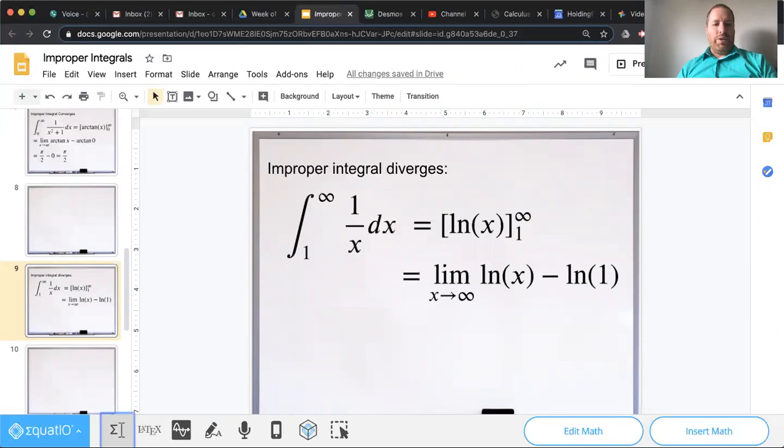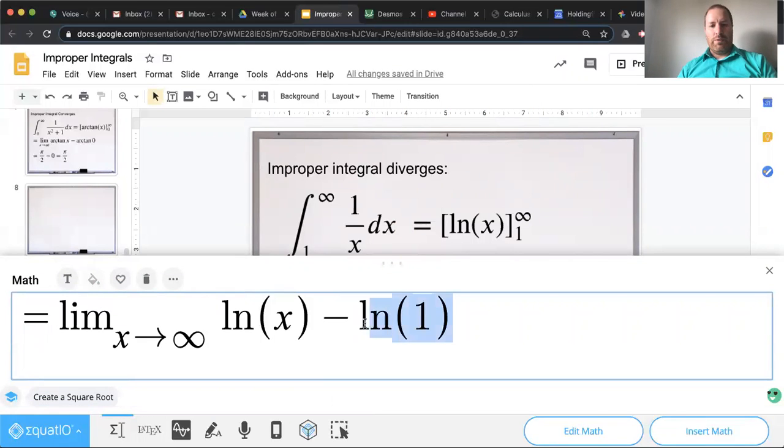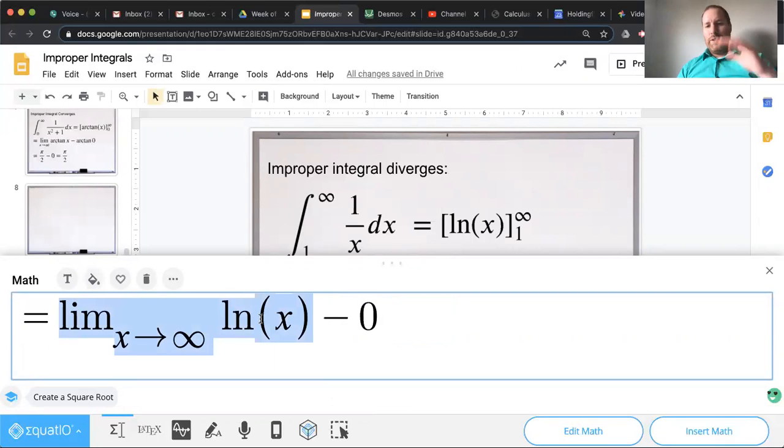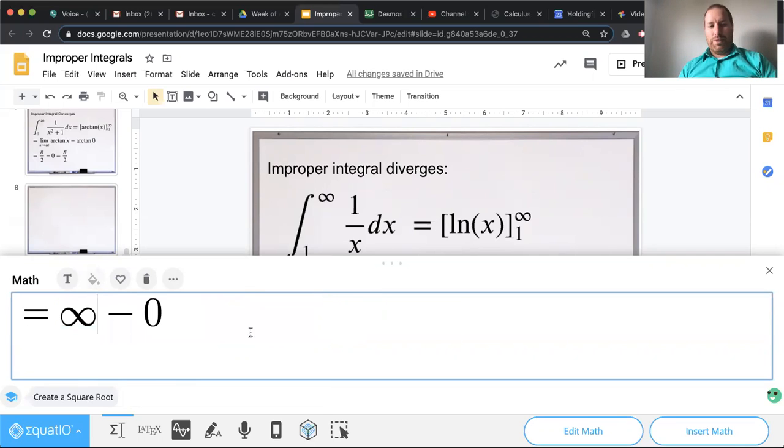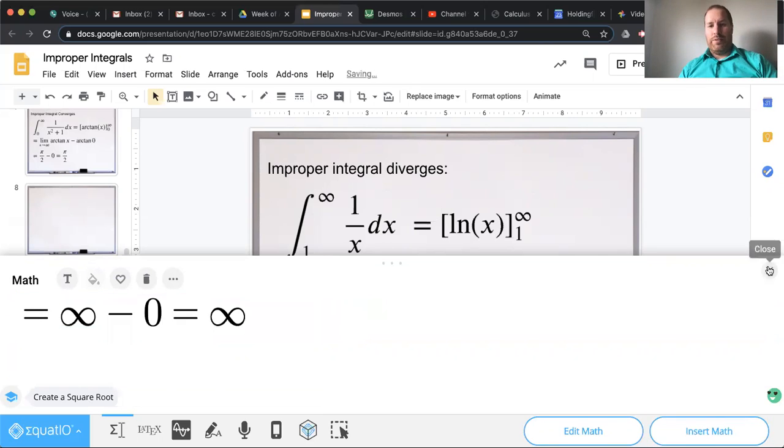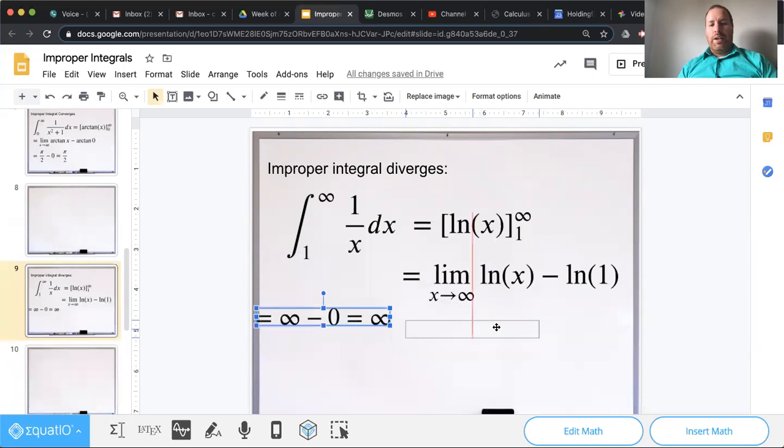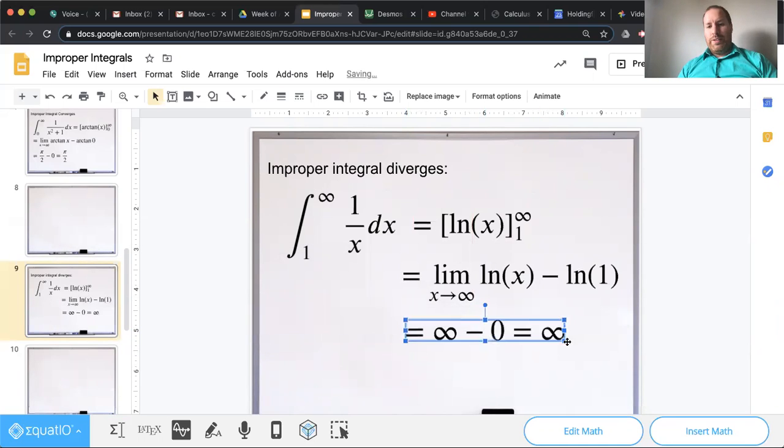Natural log of 1 is in fact 0. So this part would be subtracting 0, which isn't going to do anything. But the limit of the natural log as it goes towards infinity actually slowly keeps creeping up and up and up, which you can go and check on Desmos if you need to. So this whole part just becomes infinity minus 0, which is just infinite. Subtracting 0 isn't going to do anything to that. And so what we end up with is that this thing is infinitely large.